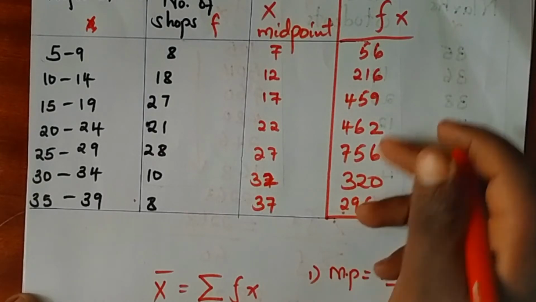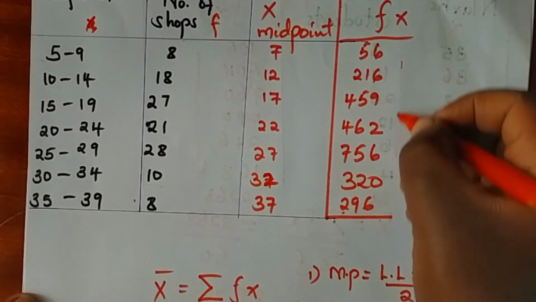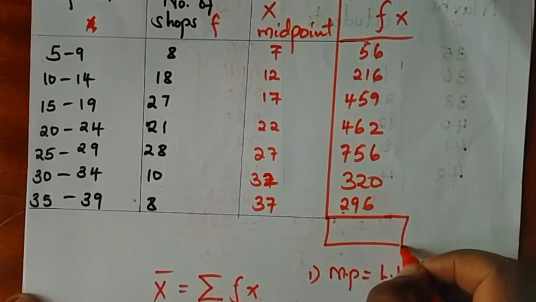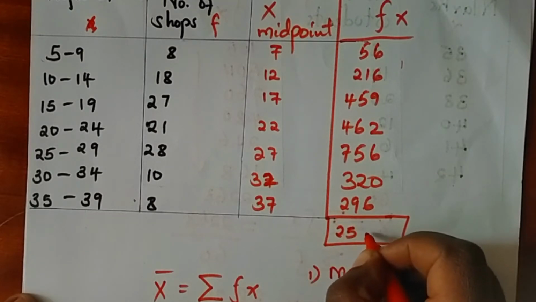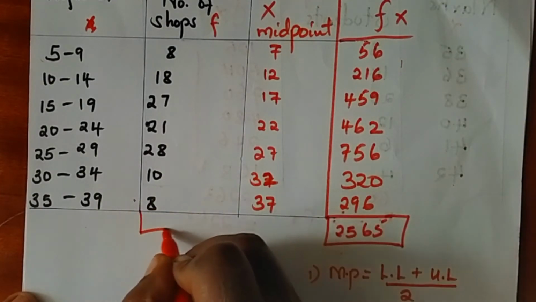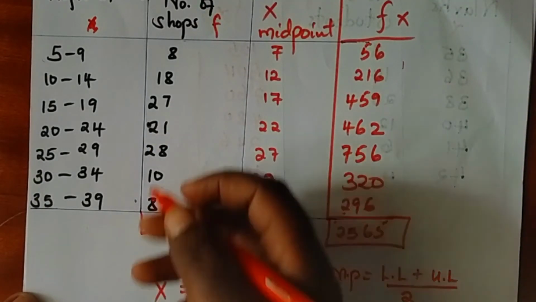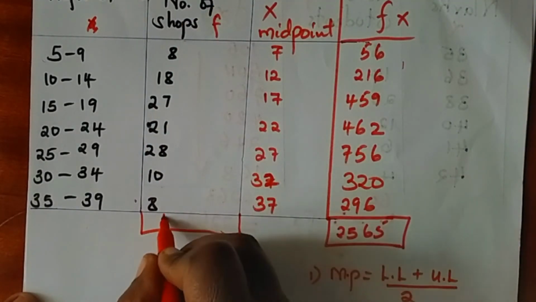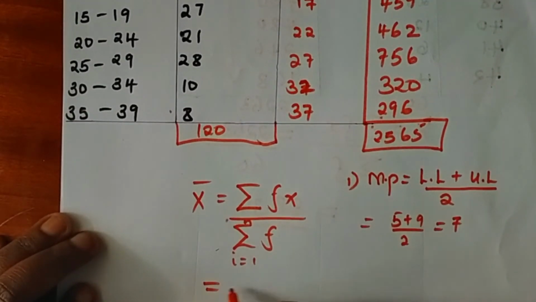Now we find the summation of this newly computed column, fx, which is 2565. We also need the summation of the number of shops, or what we call the total frequency. The summation of this will yield 120. Now we can plug these values into a fraction to get the mean.